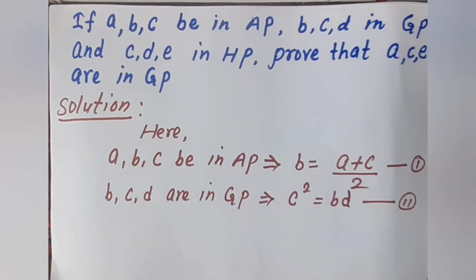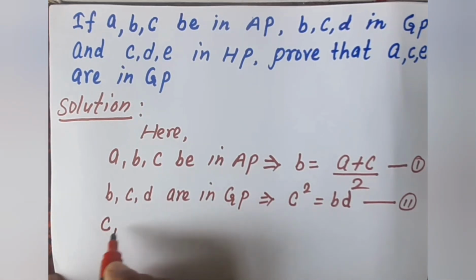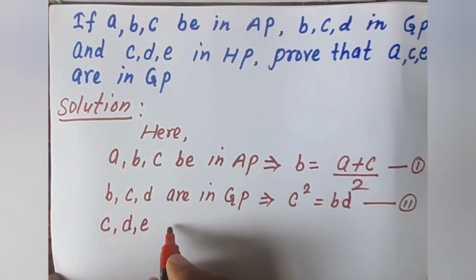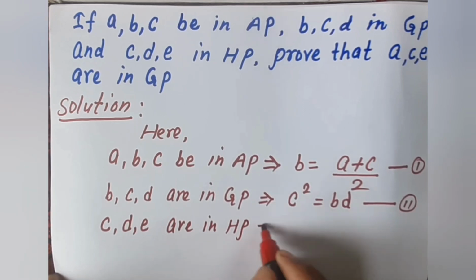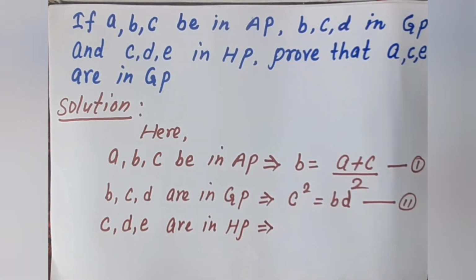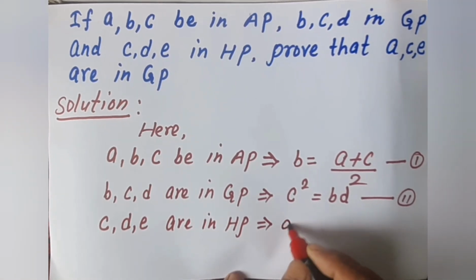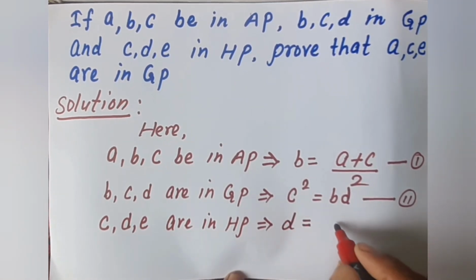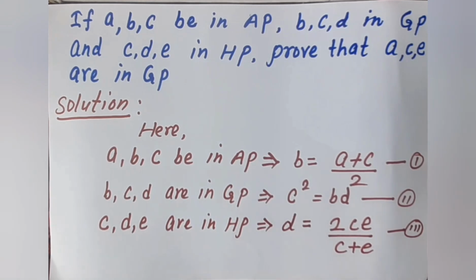And again, C, D, E are in HP, harmonic progression. This implies by the formula of harmonic progression we can write D is equal to 2CE upon C plus E. This we can write as the third equation.